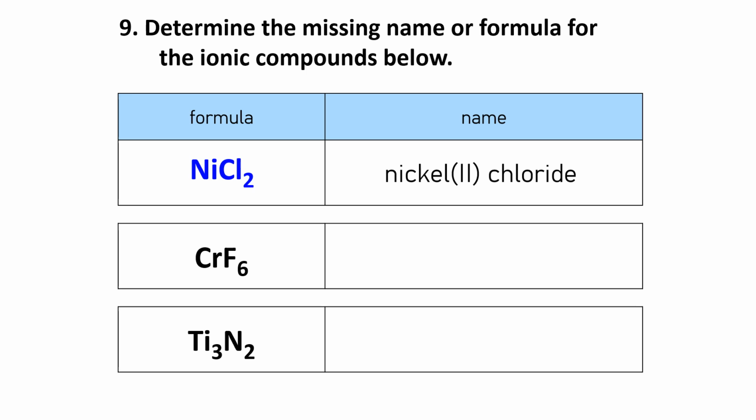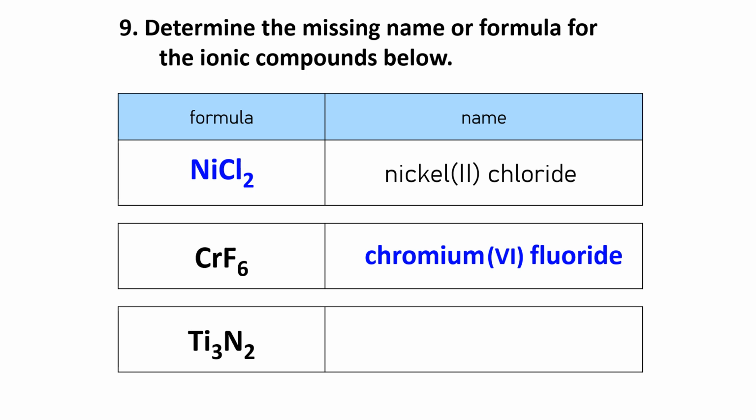For another example, chromium can have the charge of +3 or +6. Therefore, we need to identify the charges in the compound. From this particular formula, we know that fluorine has a charge of -1. Therefore, this particular chromium must have a charge of +6. And therefore we name it chromium(VI) fluoride.